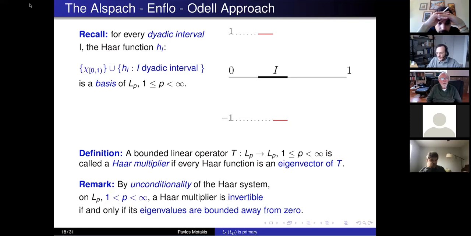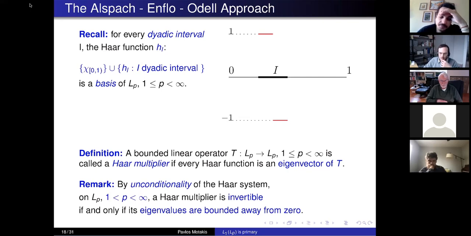These are all the operators that have eigenvalues that could be anything that's a bounded collection of scalars. Any bounded collection of scalars indexed over the dyadic intervals defines a Haar multiplier in this range here. For p equals 1, this fails miserably. And something that one can extract from this is that, for example, a Haar multiplier is invertible if and only if its eigenvalues are bounded away from 0. This follows from the unconditionality property. And for p equals 1, this is no longer true.